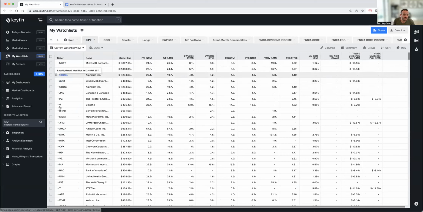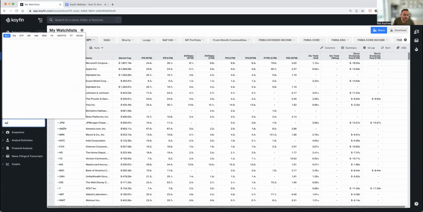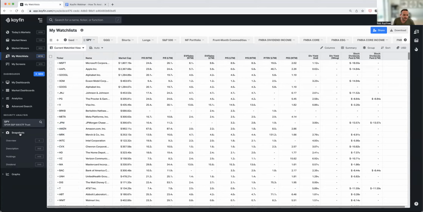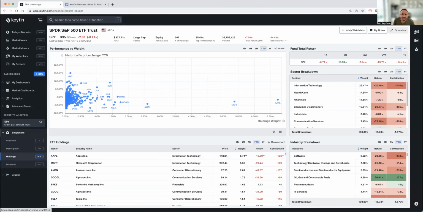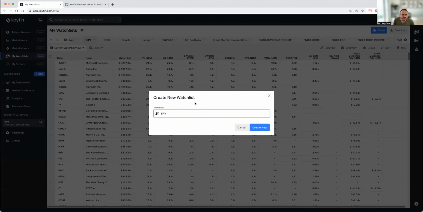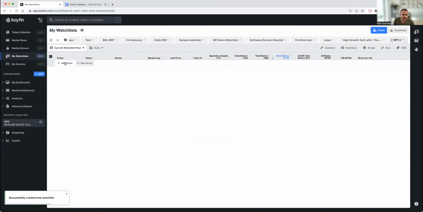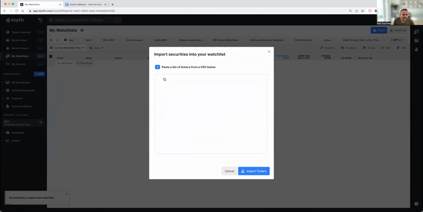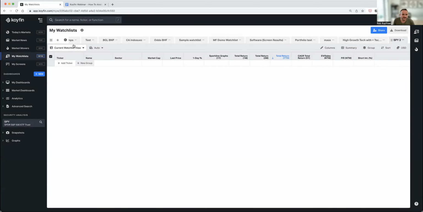The way I got the S&P 500 stocks, by the way, real quick trick, is I did SPY, I went to Snapshot, I went to Holdings, I went to download Holdings here. What this does is download this to CSV. I then copied those tickers. I went into my watch list. I clicked create new. I typed in SPY2 because I already have an SPY, add ticker, import securities, and pasted those securities, the tickers that I downloaded, into here. And then it just imports the entire SPY. So that's how you get the SPY.